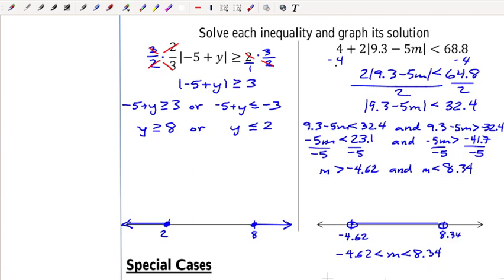Or this one, we want to get the absolute value by itself, so minus the 4, divide by the 2, and again create two equations. Less than, we're looking at an "and" between the two, and then again m is greater than negative 4.62. Be careful when you divide by the negative, by the way, make sure you flip the sign. So greater than to the right and less than 8.34 to the left, so m is between negative 4.62 and 8.34.